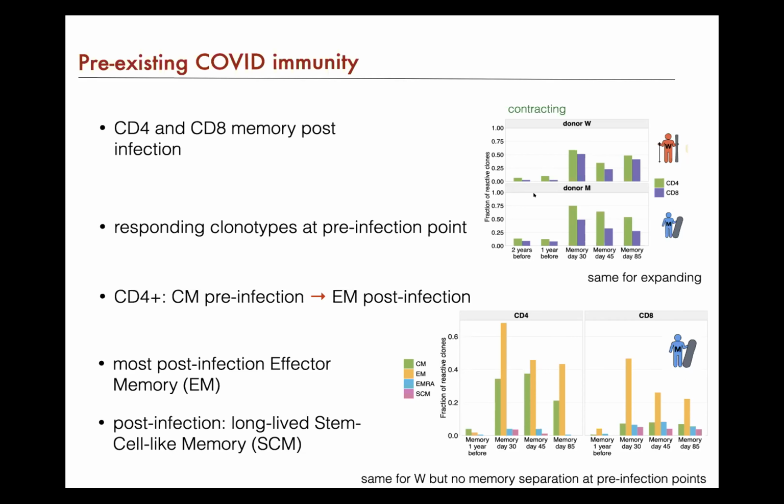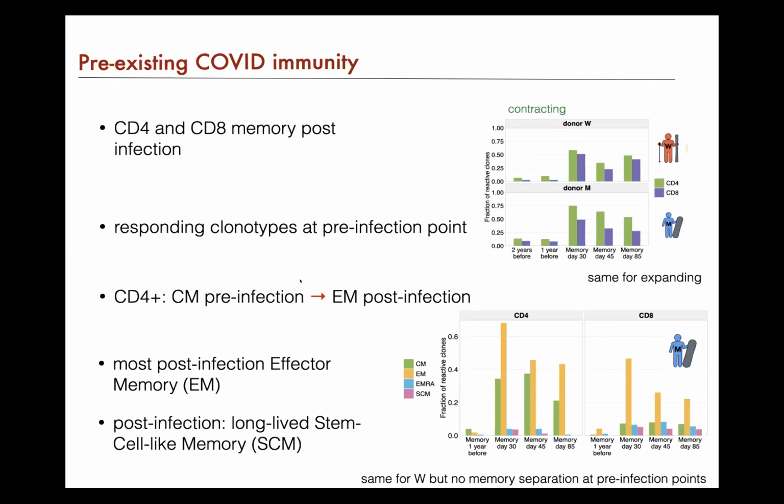But perhaps more interestingly is actually this information, which tells us that we see responding clonotypes at the pre-infection time point. So what I'm plotting here are responding clonotypes, specifically the contracting ones, at different time points. So we see them in both donors, in both CD4, CD8, at the time points before infection. So it seems that there is pre-existing memory of clones that we identify as COVID specific.